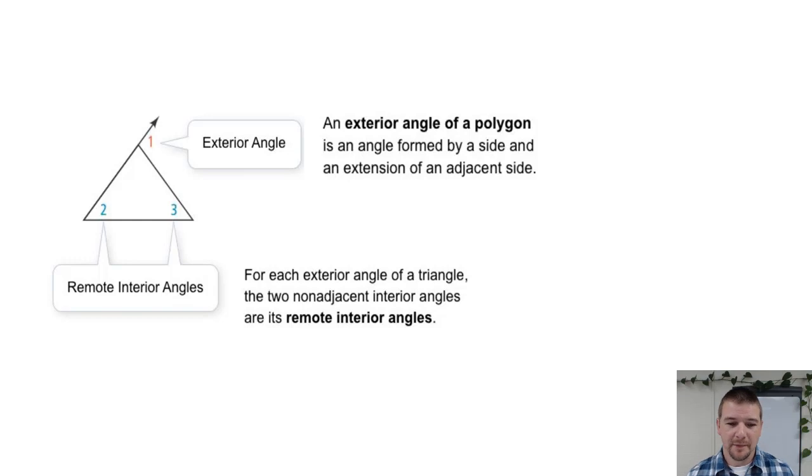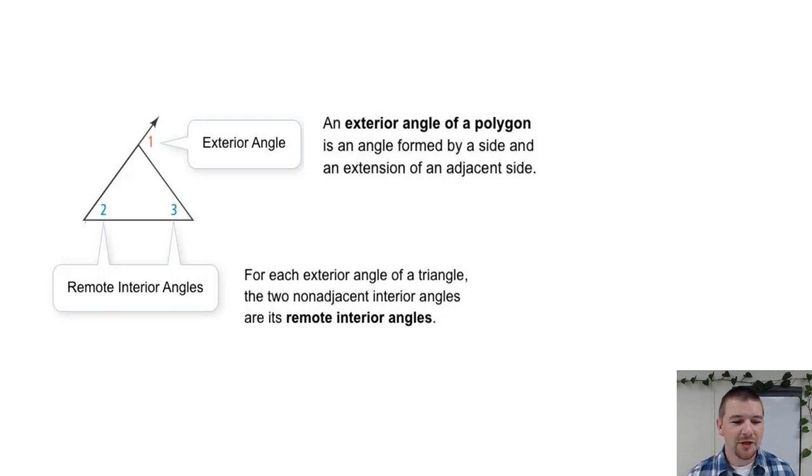The definition, though, of an exterior angle of a polygon is an angle formed by a side and an extension of an adjacent side. Angle 1 is an example of an exterior angle, and it's formed by taking this existing side of the triangle and then extending this side of the triangle. So that's an exterior angle of a triangle, and the same is true for any polygon.